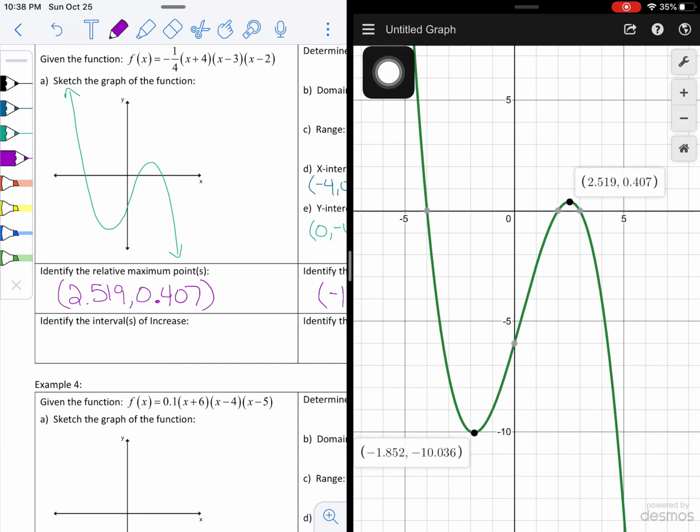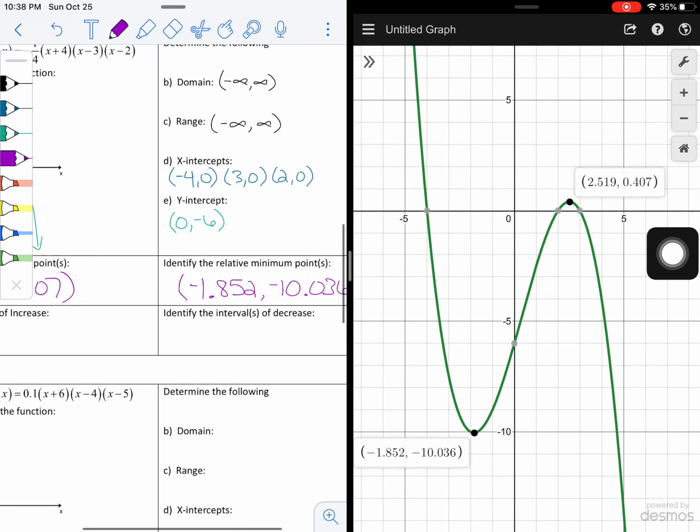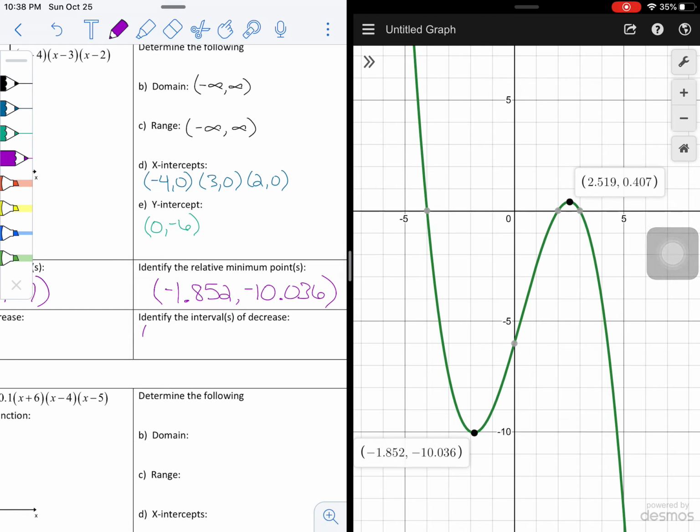So let's talk intervals of increase and intervals of decrease. So our graph here starts in the upper left portion and is dropping until it hits this first minimum point. So it's dropping till it hits this relative minimum. So this means we are decreasing, right? Graph is dropping from negative infinity until negative 1.852. Okay. So these intervals, when we're talking about intervals of increase and decrease, are based on the x values.